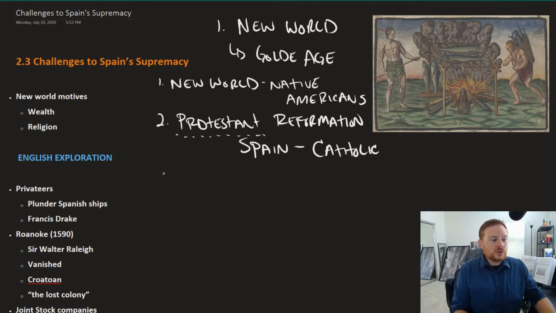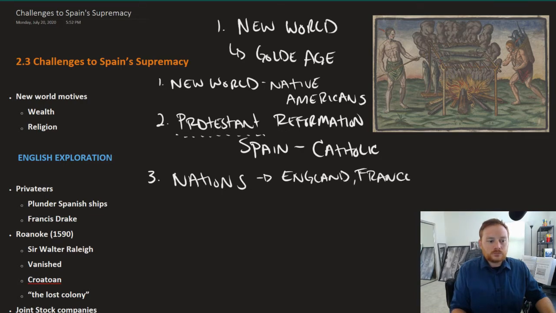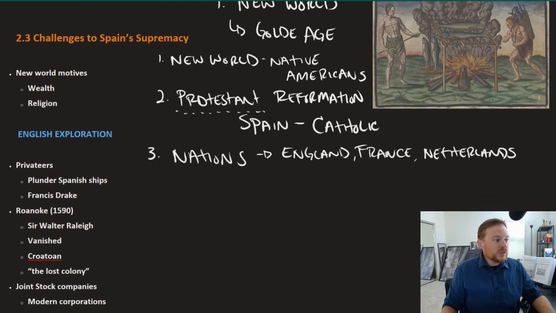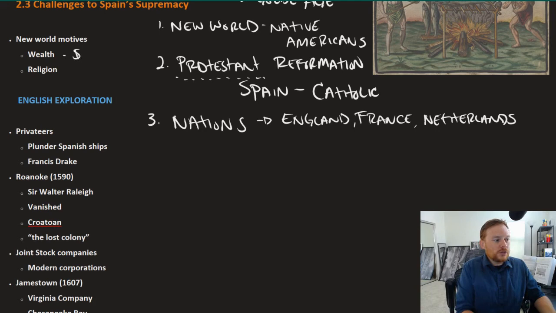The third challenge that we're going to talk about here specifically is a challenge from other nations. That is, now that Spain was the first nation to the New World, they signed a treaty with Portugal, but not long after you have countries like England, France, and the Netherlands. And how do those nations compete in the New World with Spain? Because these nations too, England, France, and the Netherlands, certainly want to make money as well. And as with all motives in the New World, we know that certainly wealth is a motive for these three nations.